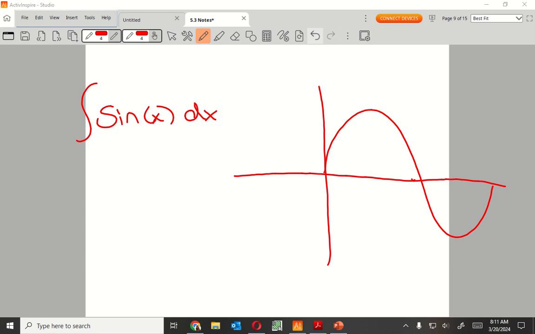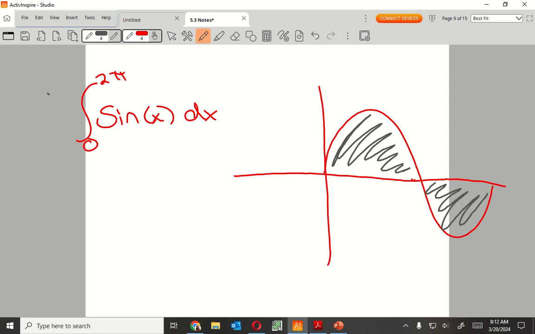And that's a graph of sine, right? And that's taking it from 0 to pi. Integration means it's the area under the curve. So in this case, I'm taking the area of this, and I'm taking the area of this. But if I put this in the calculator, this is going to give me 0.